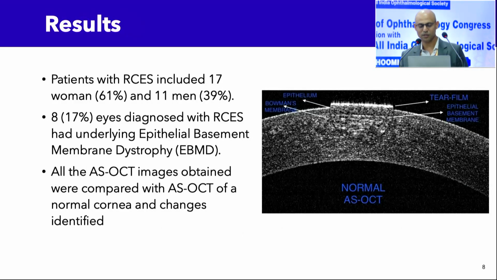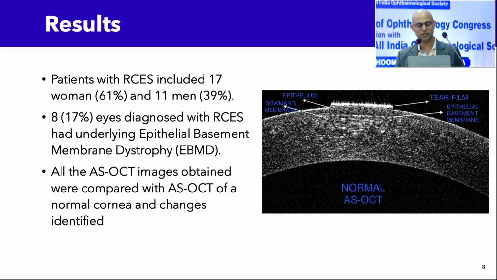This shows the typical layers of the epithelium in the OCT. You can see the tear film, epithelium, epithelial basement membrane, and the Bowman's membrane in the magnified view. So we had patients with recurrent corneal erosion syndrome in 17 ladies and 11 men.